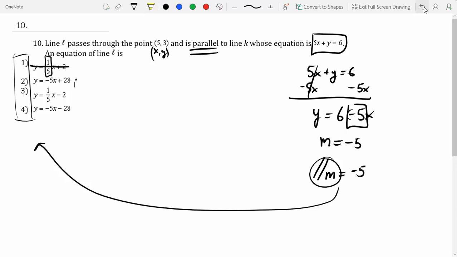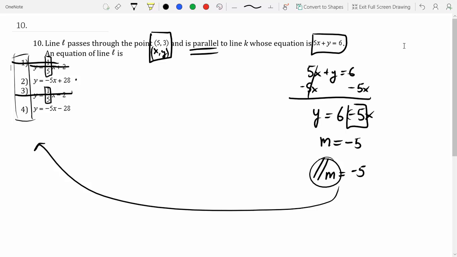but there's some other thing that I haven't dealt with. I haven't dealt with that passing through that point. So let's move on. The next one's got the 1/5 slope, so I can also rule that out. And then the last one's got that minus 5. So it's a question of which one it is.